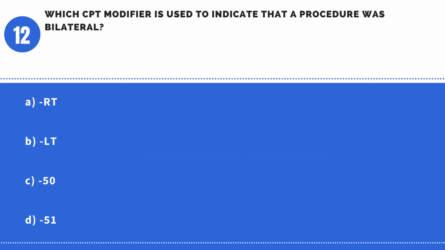Question 12. Which CPT modifier is used to indicate that a procedure was bilateral? A. RT. B. LT. C. -50. D. -51.